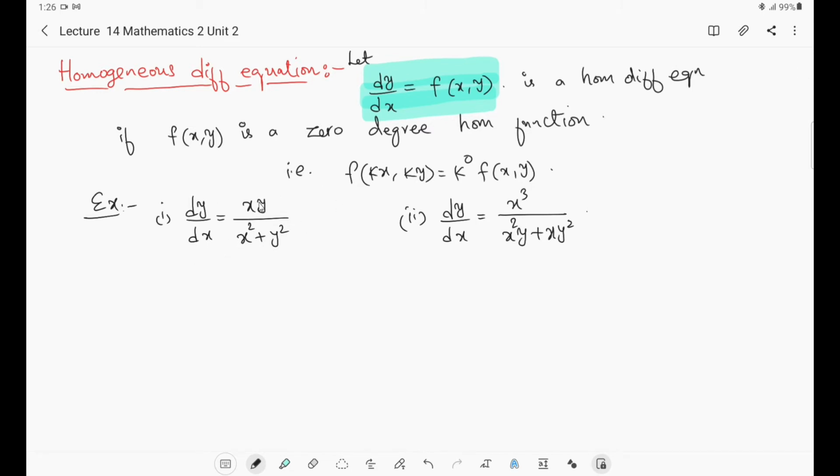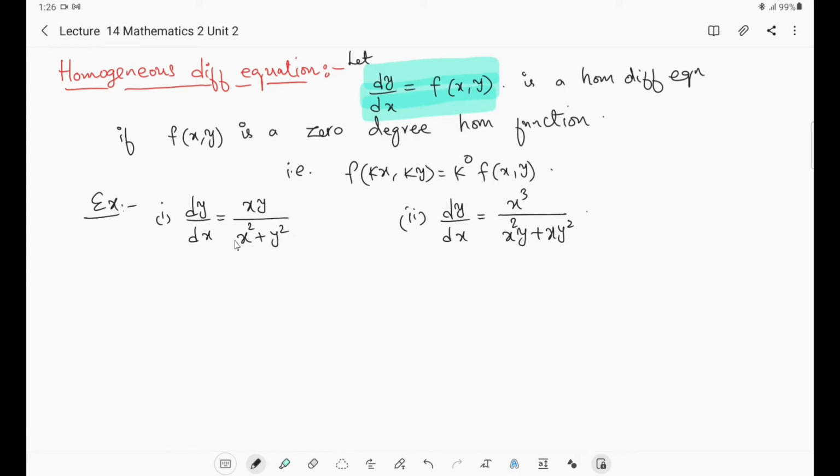We can check the right hand side function here, xy by x square plus y square. You check that in place of x you put kx, in place of y you put ky, then you will get k power 0 into f of x comma y. Or you can see that x power 1, y power 1, total power is same. Here also x power 2, total power is same 2. Here also y power 2, total power is 2.